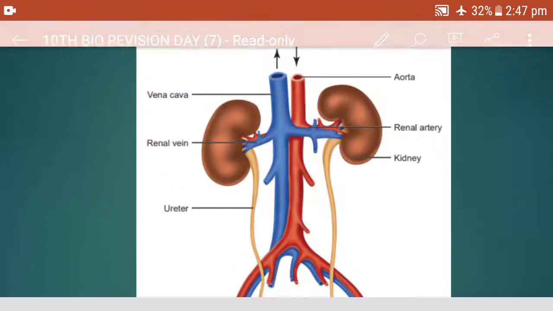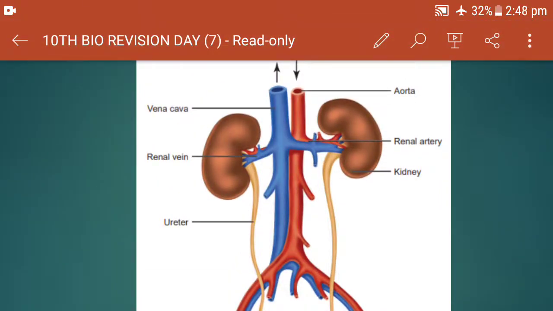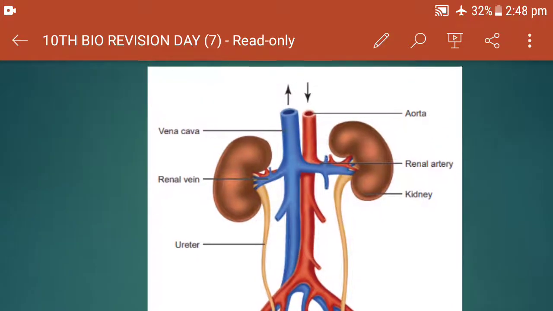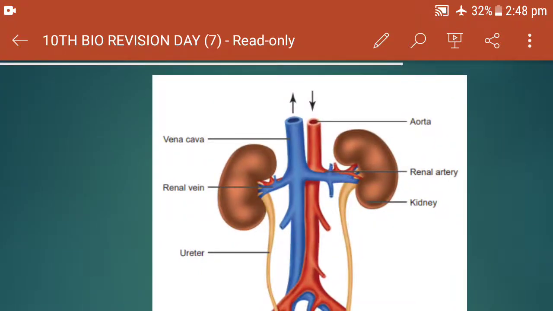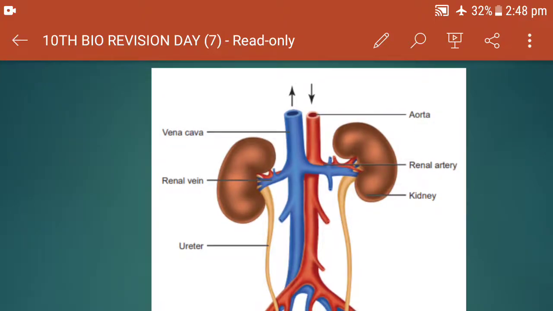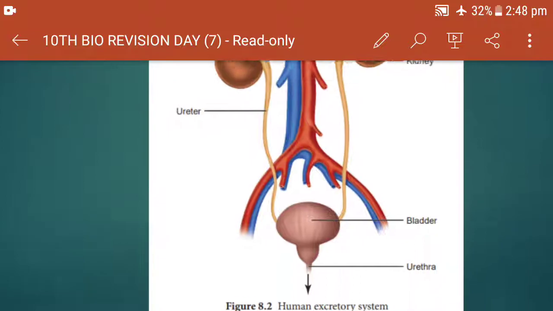There is a pair of adrenal glands present above the kidney, which is not shown in this slide, but you can see it in my PDF. You can also see that the right kidney is a little bit lower because of the presence of the liver, and the left kidney is above. So learn to practice this diagram. Of course, the renal artery and the renal vein enter and exit the kidneys. Learn this diagram.